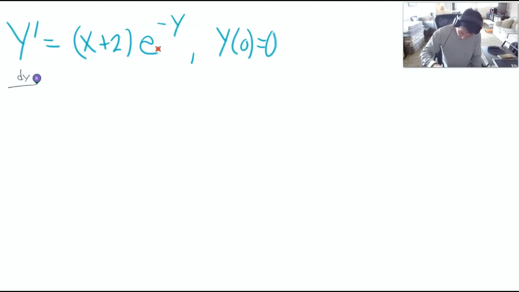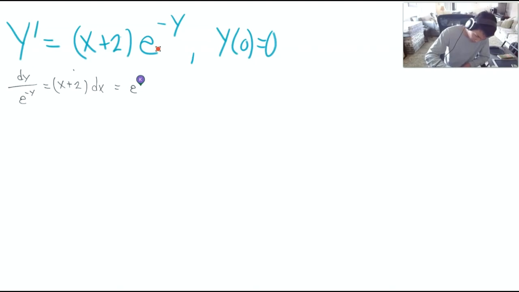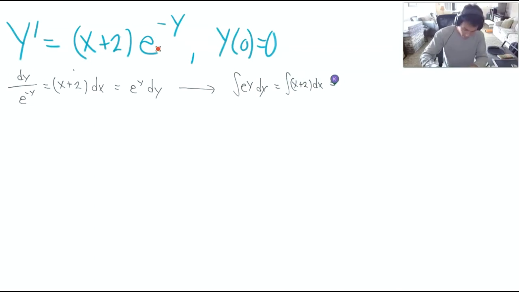So dy over e to the negative y is equal to x plus 2 dx. So that's what we have. And then we could see that dividing by e to the negative y is the same as e to the y dy. So now everything looks a little bit nicer. And what we can do is integrate, right? So if we integrate both sides, e to the y dy is equal to the integral of x plus 2 dx. And then we're going to get e to the y.